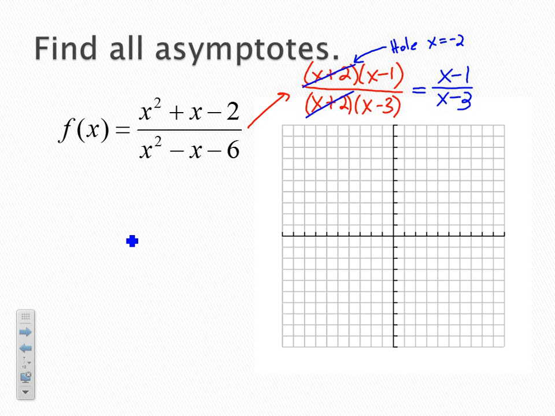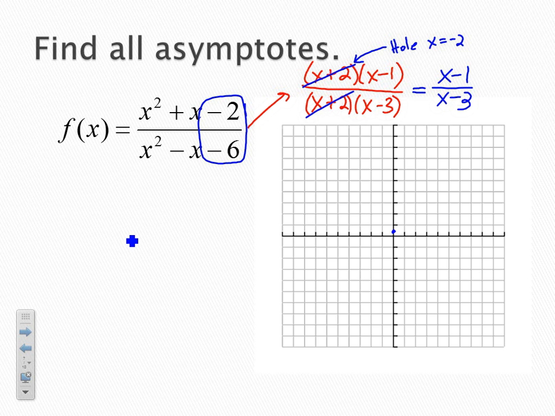Really simple. So let's go through our steps here again. The first thing I want to find is my y-intercept. I'm going to plug in 0 for all my x's. If I plug in 0 for all of my x's, I'm going to end up with a -2 over a -6, which would reduce down to a positive 1/3. So I'm going to cross the y-axis here at a positive 1/3.